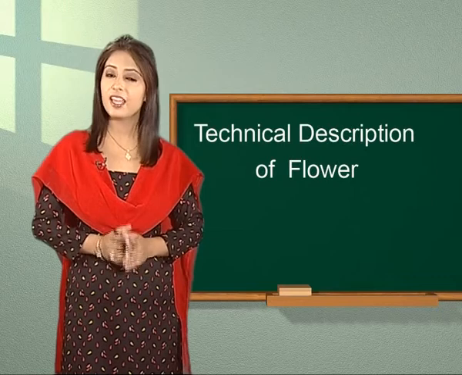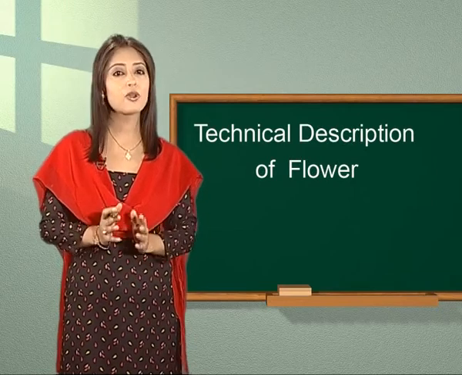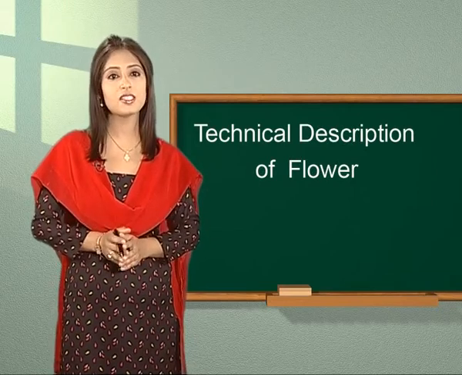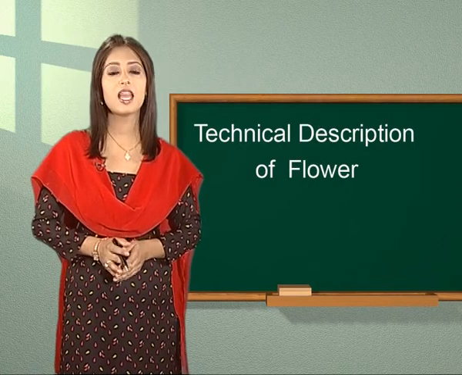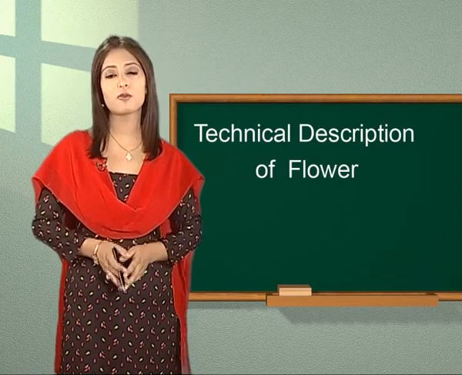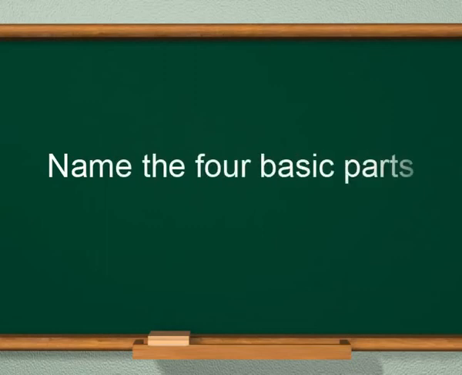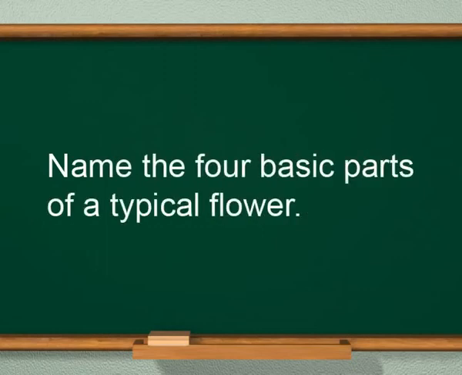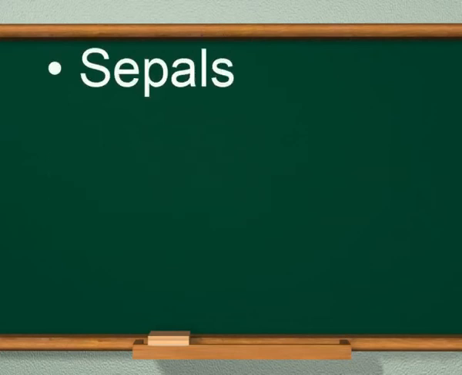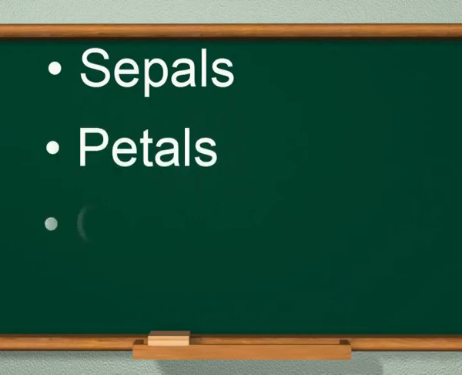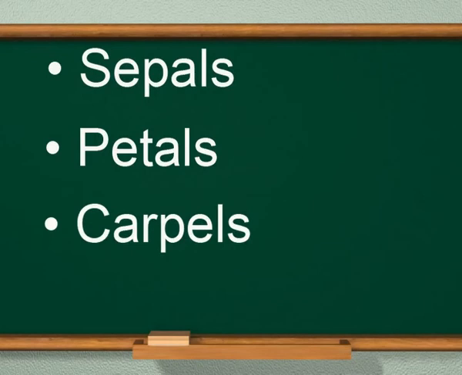So, students, enough for today. Let us quickly check with some short questions what you have grasped today. Be attentive. Here are some questions. First question: name the four basic parts of a typical flower. Answer: the four basic parts of a typical flower are sepals, petals, carpels, and stamens.